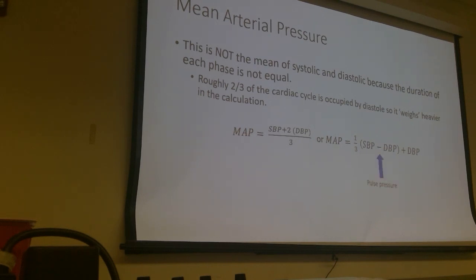The one on the right, for whatever reason, physicians seem to like. Here is pulse pressure, so it's basically 1/3 the pulse pressure plus the diastolic blood pressure. For me, it's easy to remember the whole 2/3 in diastole thing, so I just use this one: systolic blood pressure plus 2 times diastolic, divide the whole thing by 3.